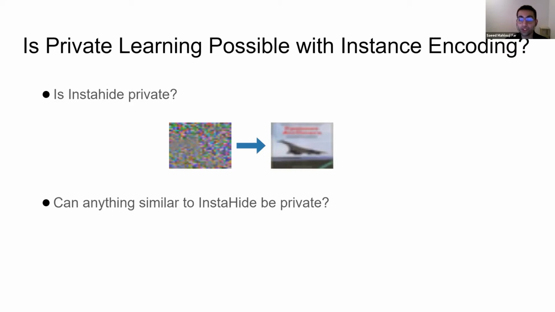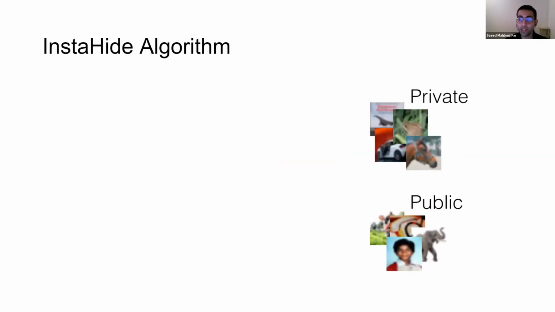For the first question, we provide an attack that breaks a challenge dataset that the InstaHide authors provide, and Florian will talk more about this challenge. But here I'm going to give you a high-level idea of how our attack works. But before that, let me give you a summary of InstaHide's encoding algorithm.